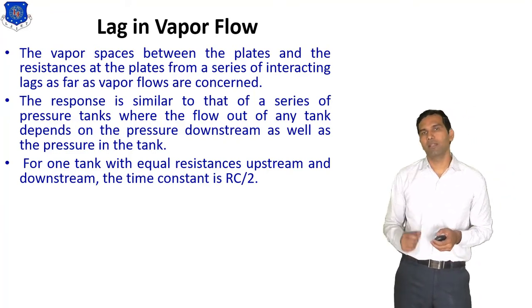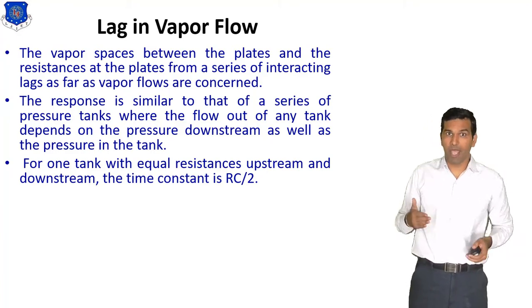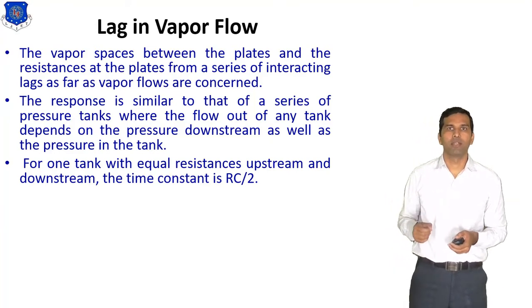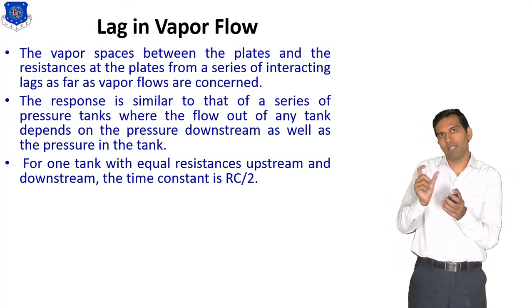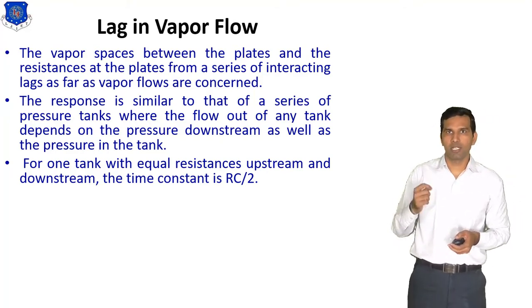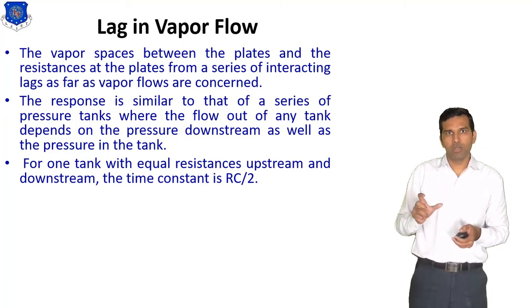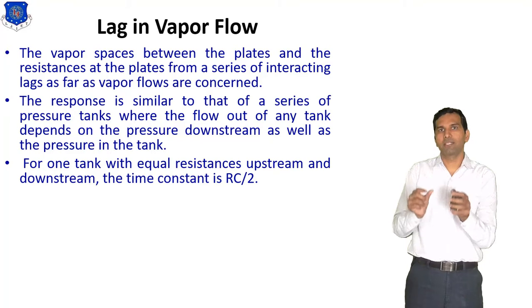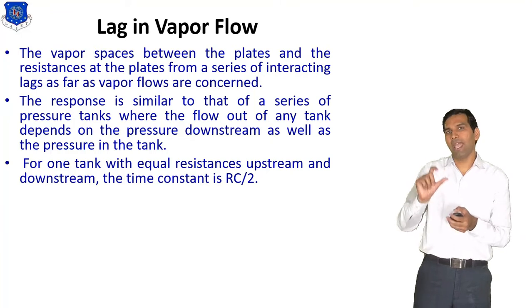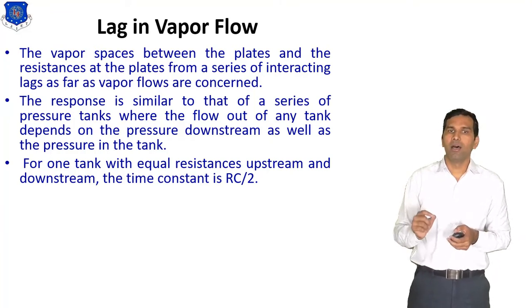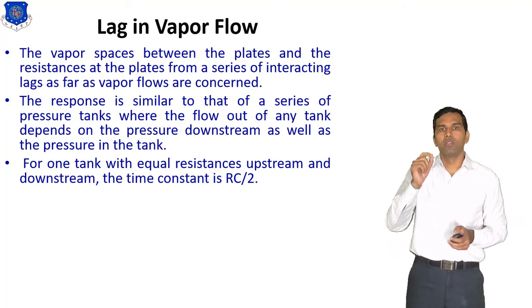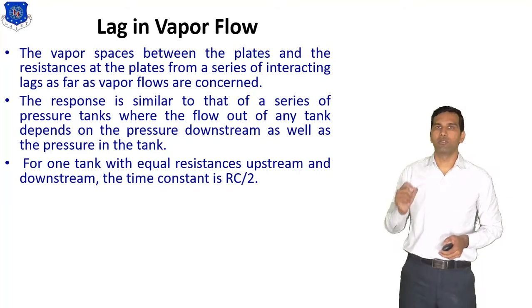So here we can compare this lag with the lag associated with the liquid flow rate, that means the series connection of liquid tanks. We already discussed the interacting and non-interacting types of series connection of liquid tanks. So here we compare this example with the lag in the vapor flow. For one tank with equal resistance upstream and downstream, the time constant is RC by 2.